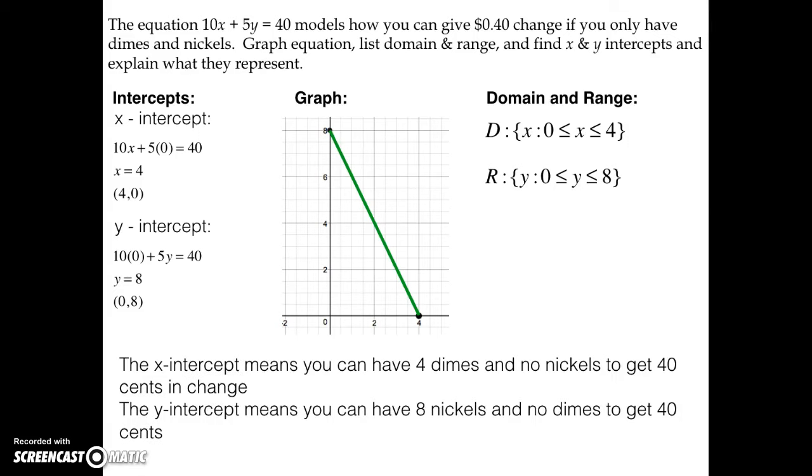What do the x and y intercepts mean? They are as follows. The x-intercept means you can have 4 dimes and no nickels to get 40 cents in change, and the y-intercept means you can have 8 nickels and no dimes to get 40 cents in change.